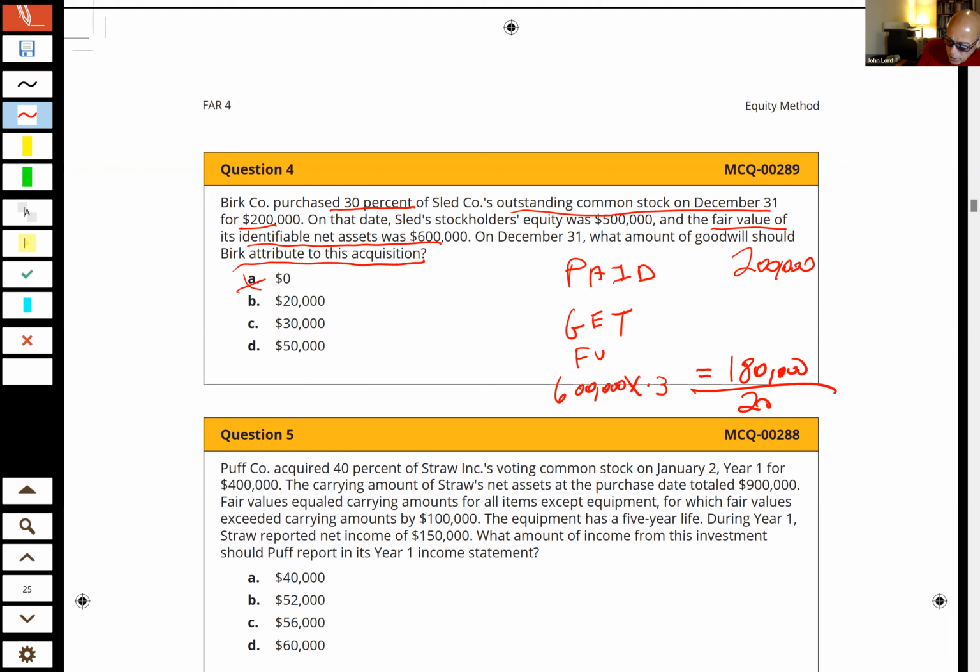Therefore, the implied goodwill, the attributed goodwill, the phantom goodwill here, because it doesn't get reported anywhere, is 20,000. But it's not the reported goodwill. Reported goodwill is 0. Okay, good. Let's take a look at question 5.